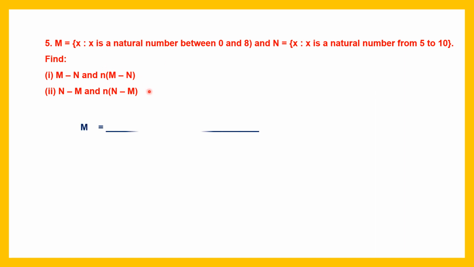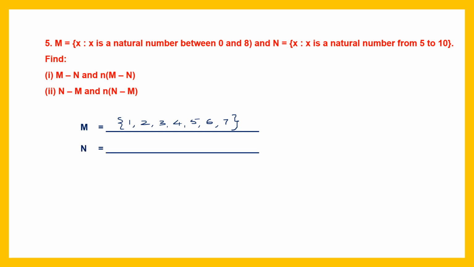So here, first let's write down all the elements of set M. So what is M? It's a natural number between 0 and 8. So natural numbers begin from 1. So we'll write 1, 2, 3, 4, 5, 6 and 7. Between means we don't write the last number. Okay, so we've got these numbers. So these are the elements of set M.